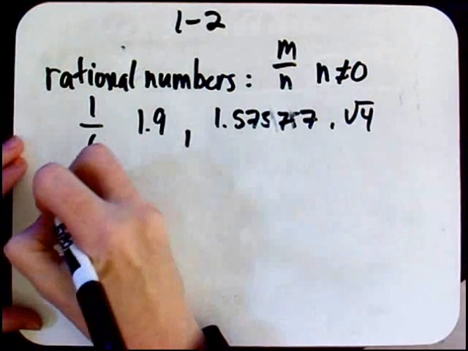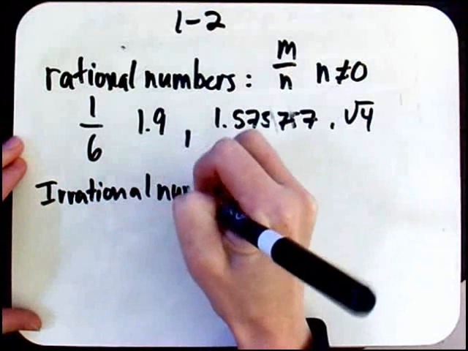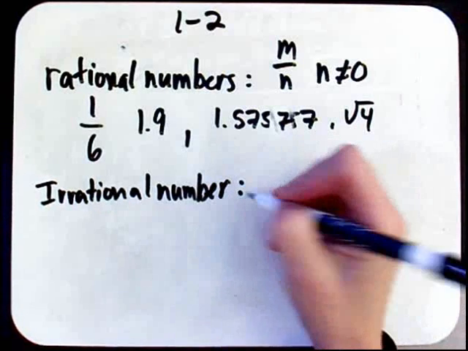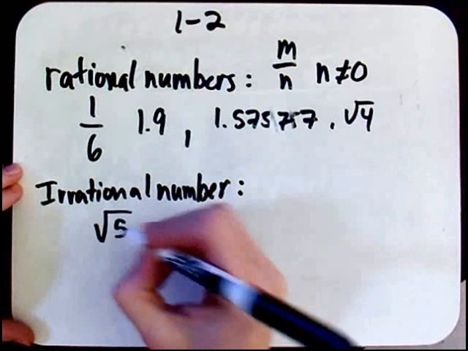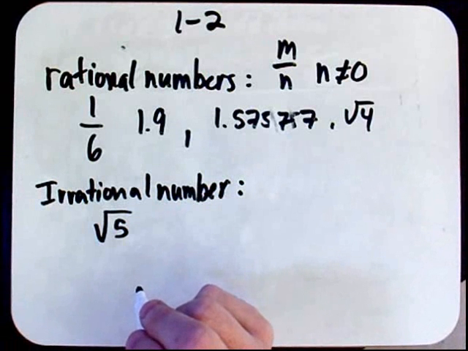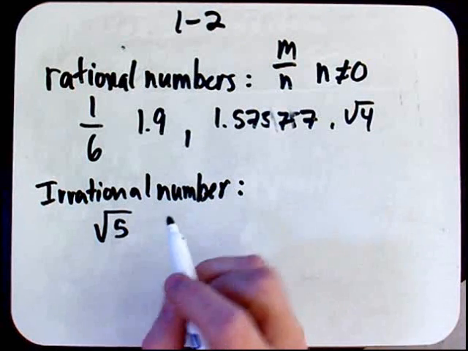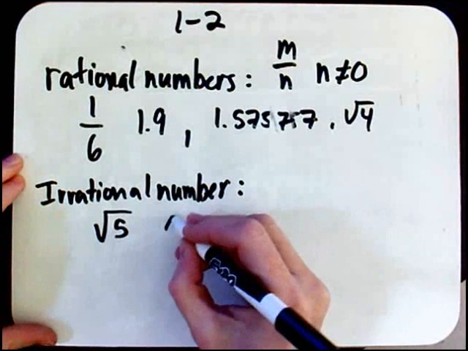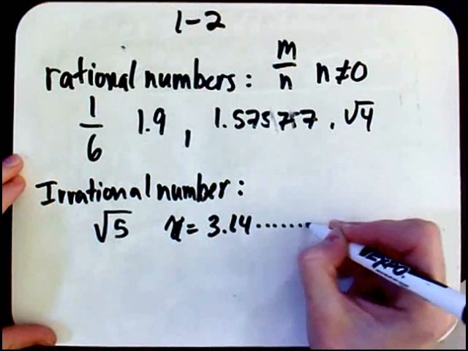Now what is an irrational number? An irrational number is a number that in decimal form neither terminates nor repeats. Like, for example, square root of 5. It just keeps going on and on, and it doesn't repeat. Let's look at a number that's non-repeating, pi. Pi equals 3.14 and so on, and it keeps going and it never repeats.